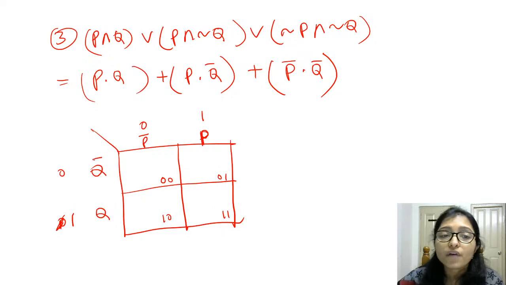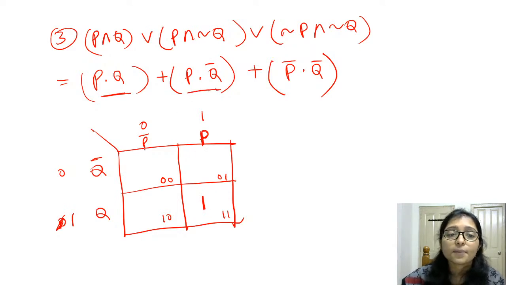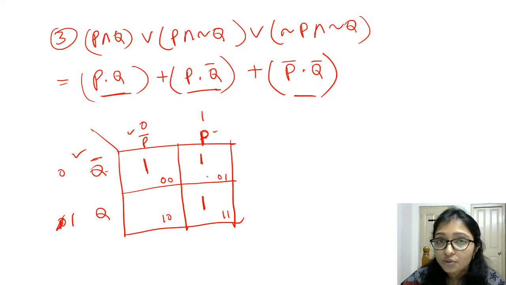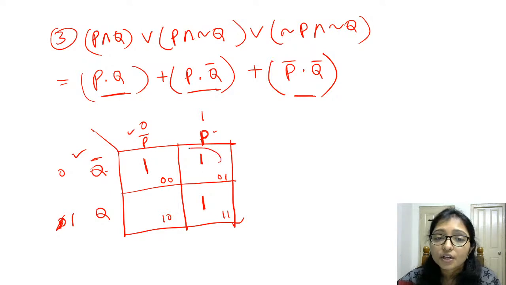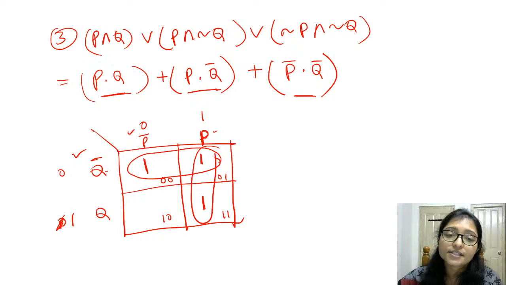So here it is PQ, means P is here and Q is here. Now here there is PQ bar, means P is here, Q bar is here. So PQ bar is this, and P bar Q bar: here there is P bar, here there is Q bar. Now using Karnaugh map we can do it like that, right?